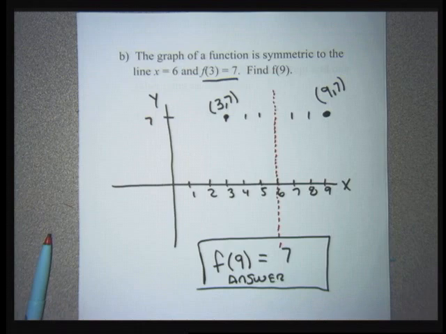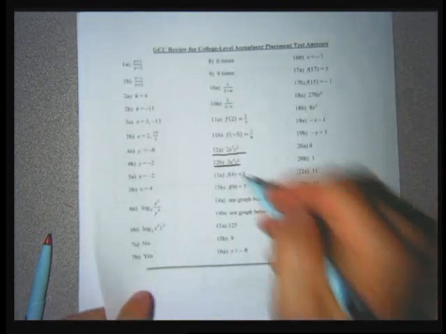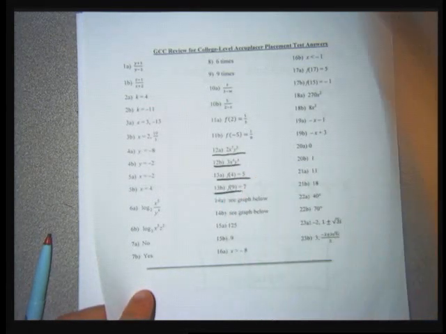And even though you don't see me checking these, I'm actually checking them to make sure I did f of 4 equal to 5, f of 9 equal to 7. Just want to make sure that I'm not writing down anything that's wrong.